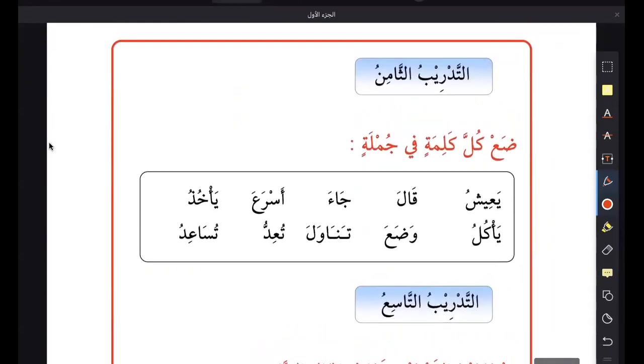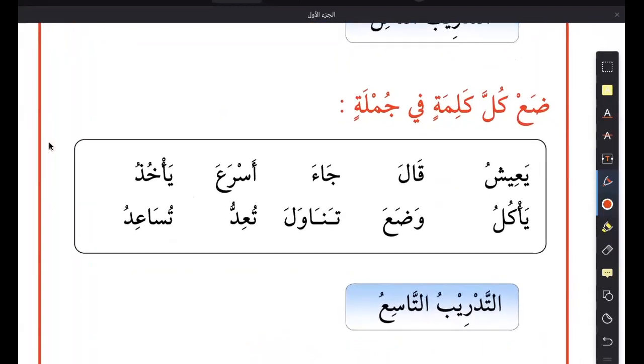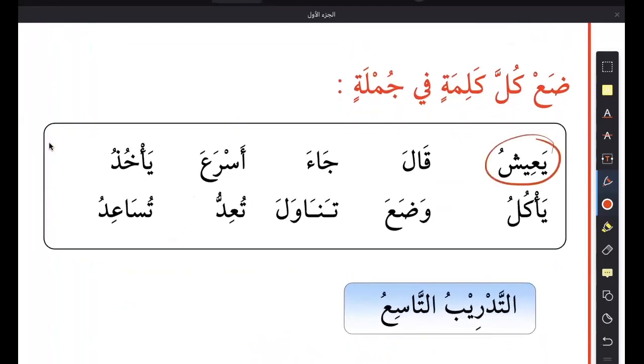Then we have التدريب الثامن ضع كل كلمة في جملة. Put all of these words in a sentence. Something inshallah you can find. As I mentioned to you before, the first thing you should do is find these words' usage in the passage that we learned. See how this word was used. So step number one, find that sentence and simply copy the whole sentence, right? And then you see what changes you can make.